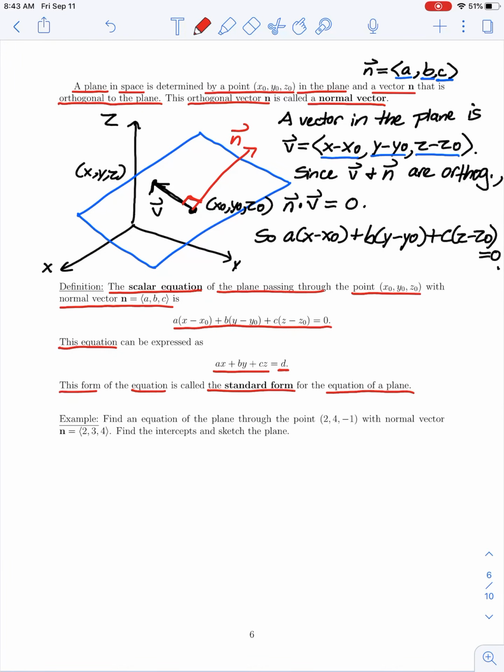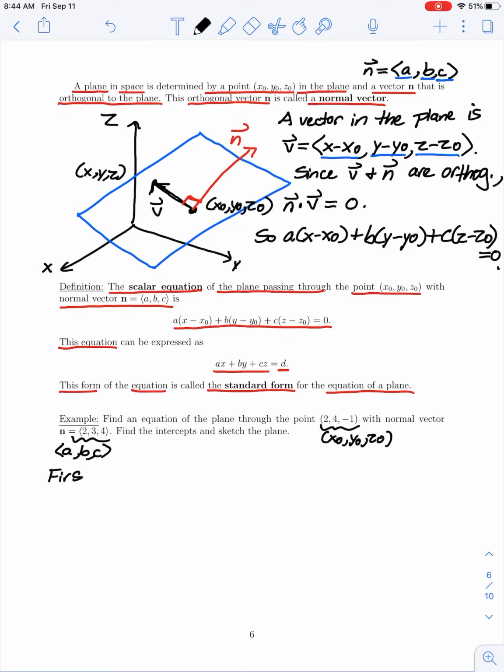In this first problem, we're asked to find an equation of the plane through the point 2, 4, negative 1. This point is our x0, y0, z0, with a normal vector n given by 2, 3, 4. So this is the normal vector a, b, c. And then we're also asked to find the intercepts of this plane and sketch the plane. Let's start by finding the equation of the plane.